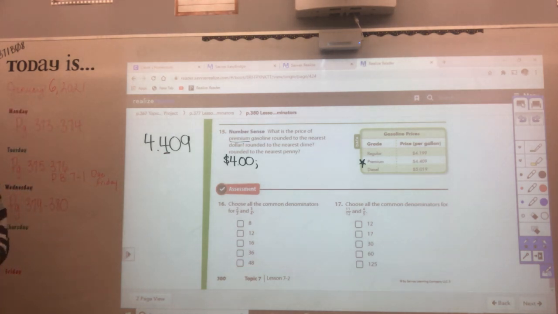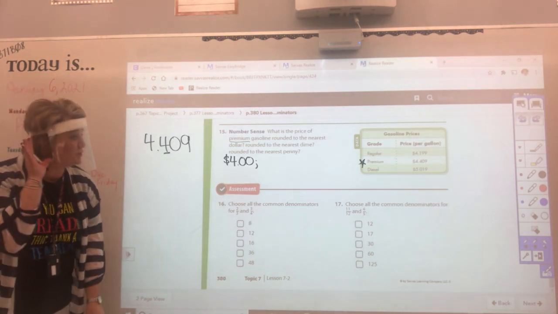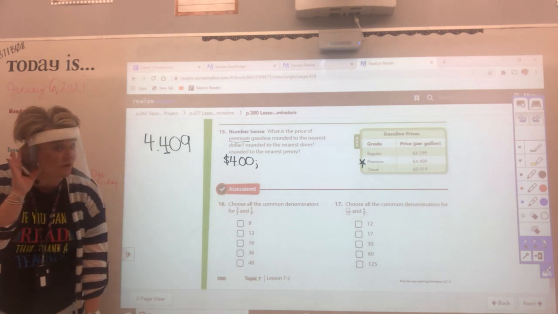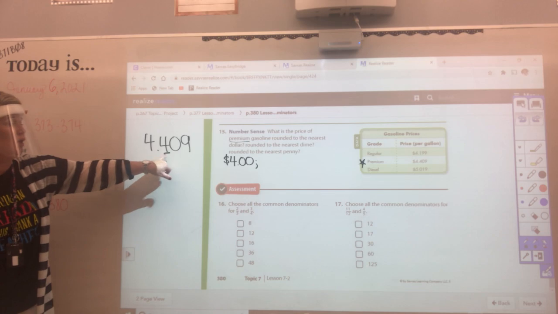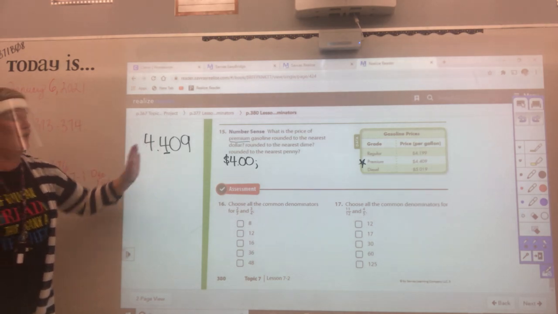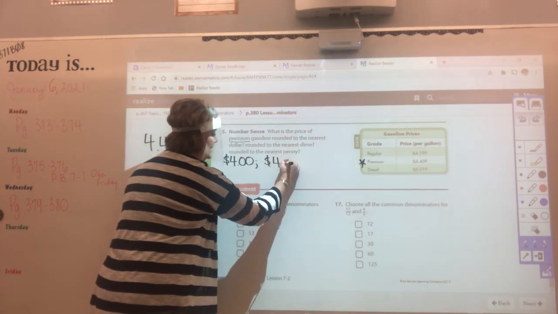And when we're rounding, what do we do? We look next door and we see if the numbers are 5 or greater. Is that 5 or greater? No. So what happens to this? What happens to everything else? Turns to zeros. So $4.40.